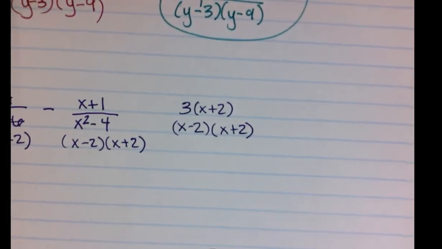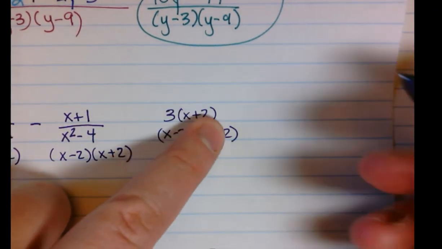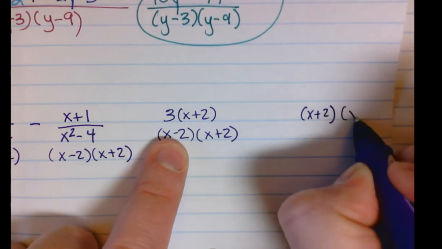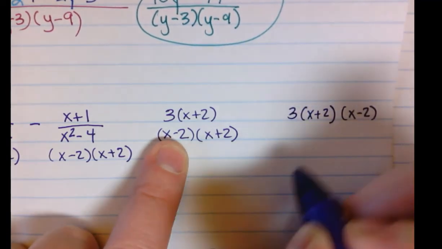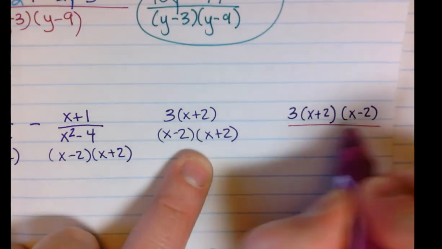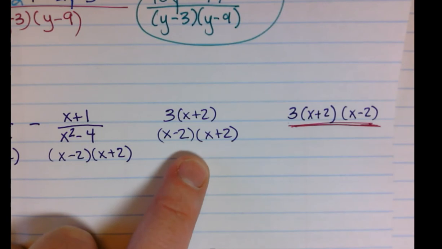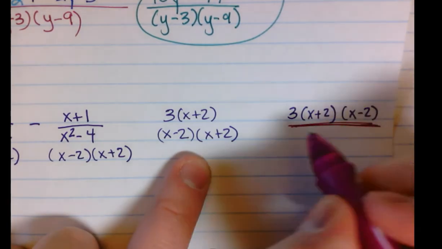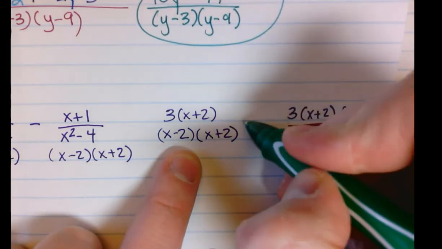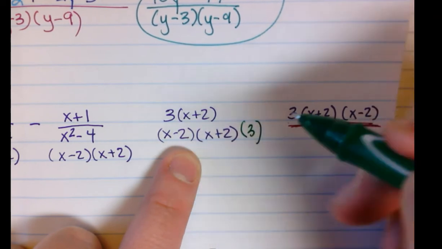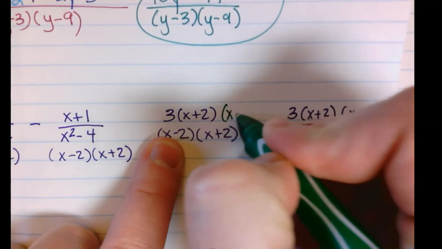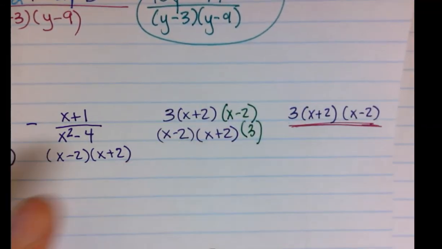So, looking at my LCM, what is the same? I have an x plus 2. What's different? I have an x minus 2 and a 3. So this is my LCM, which is going to go on the bottom of my fraction. On the bottom of my fraction, what you're going to have is what is missing. So on the bottom, I have everything but a 3, so I need to multiply the right side by a 3. And then I have everything but an x minus 2, so I'm going to multiply by an x minus 2 on the left fraction.